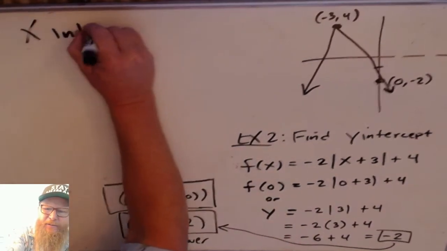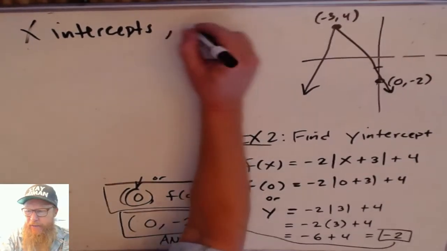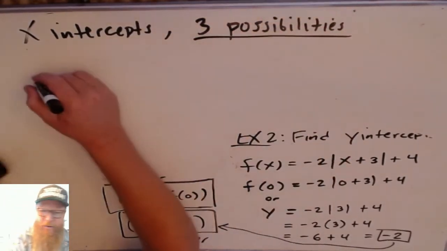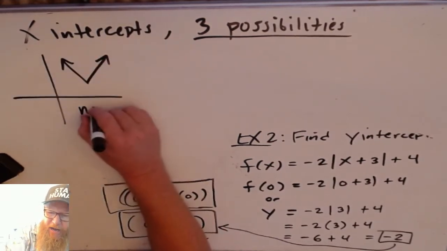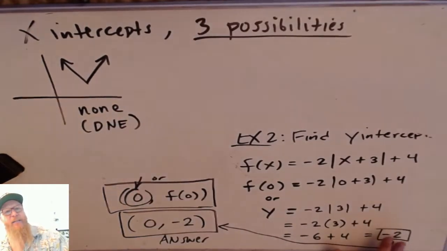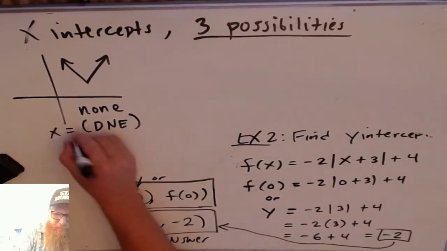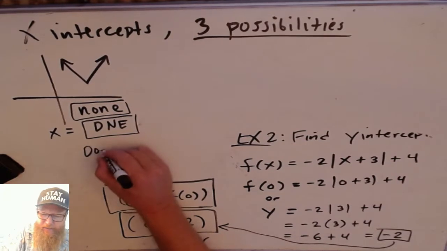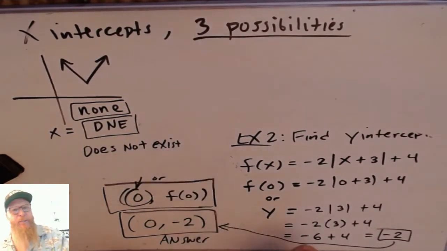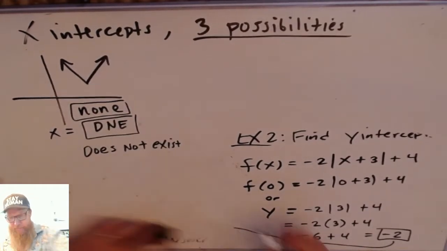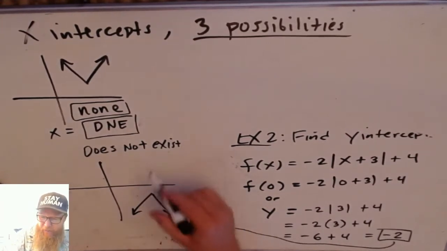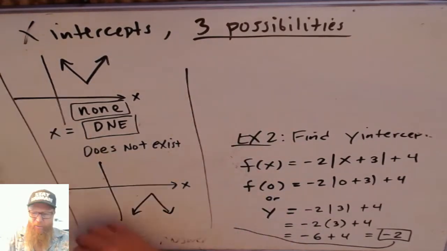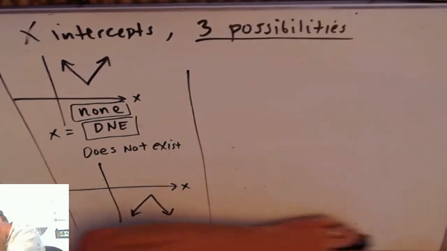The x-intercepts, there are 3 possibilities. One, you could have an absolute value that has none. That would be DNE, does not exist. So you would literally just type DNE. That means none or does not exist. That could happen, yeah. It can actually happen in 2 different ways. It could happen like that, or it could happen like this. Either way, these are both does not exist because the graph is never touching the x-axis. We hope that doesn't happen, but we have to keep in mind that that could happen. There could be some DNEs.